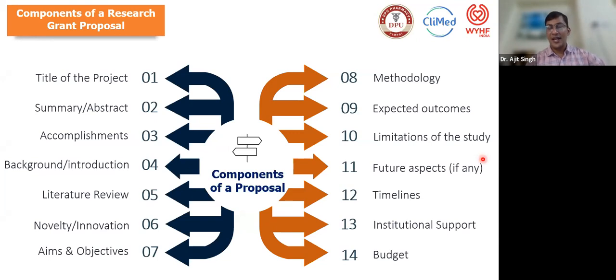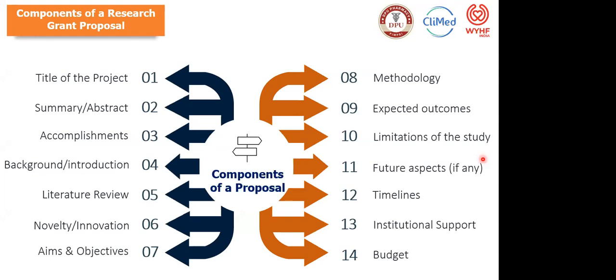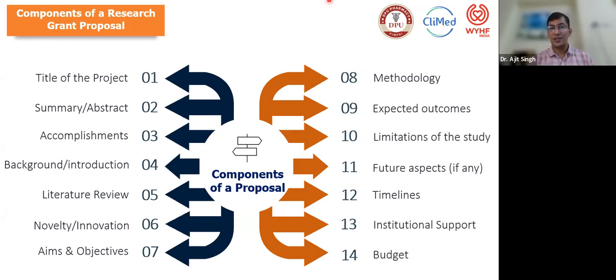What are the accomplishments? Accomplishments like abbreviations, keywords, and very importantly, about your institution, about your team, about you, how many publications you have, how many indexed publications you have. Those are accomplishments. We have to mention my achievements, my team's achievements, my experiences, everything I have to write here, along with the keywords and abbreviations.